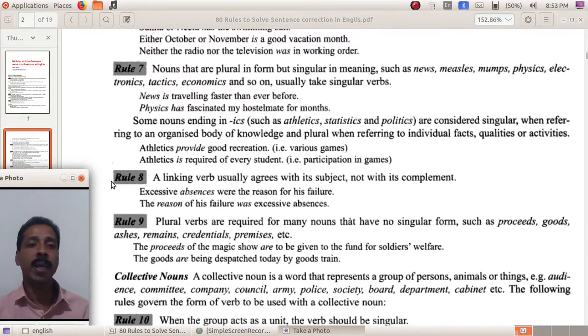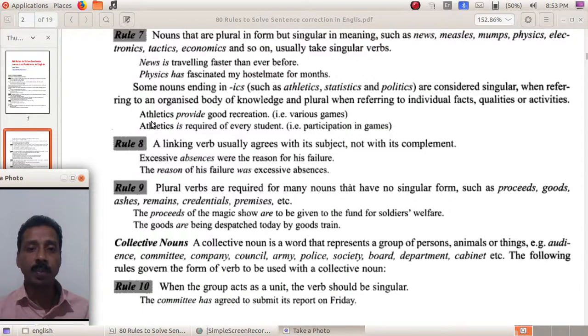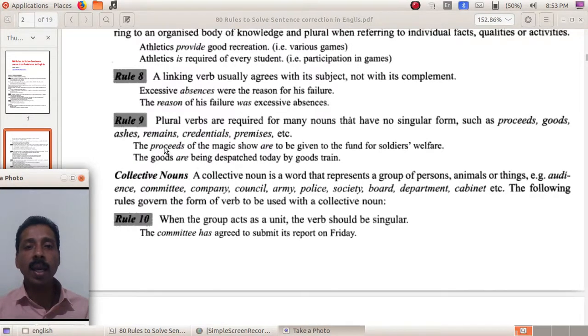So you have to keep in mind such words, and one or two examples are given here. Other words that are plural in form are given here: athletics, statistics, politics, etc. All the words end in s, but they are singular. Then a linking verb usually agrees with its subject, not with its complement. Excessive absences were the reason for his failure. So here absences, plural, so the verb also is plural.